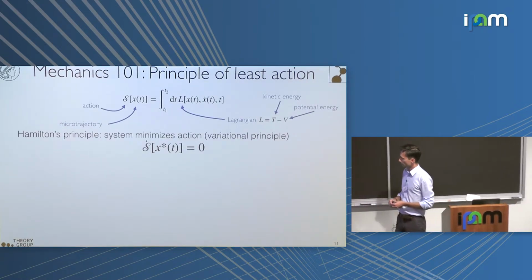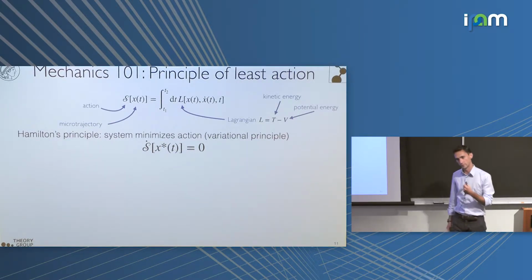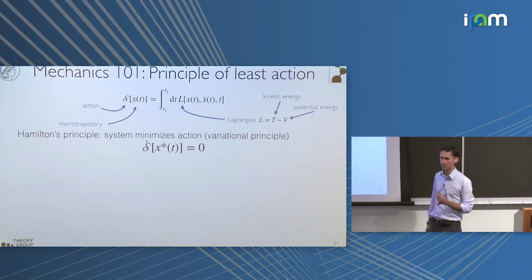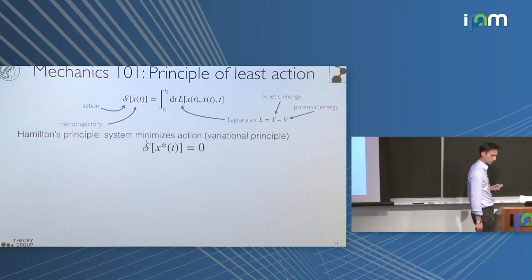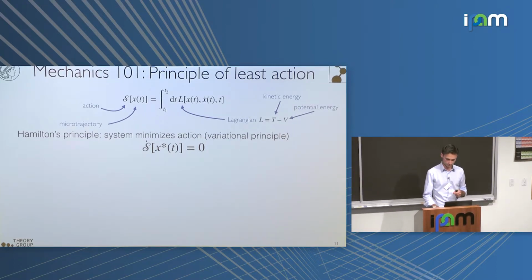Hamilton's principle says that if I minimize the action, this variational principle tells me that the true pathway that the system will follow is the one that minimizes the action. So x star is the trajectory that the system will take, and that's really useful because that gives us a variational principle for classical mechanics.